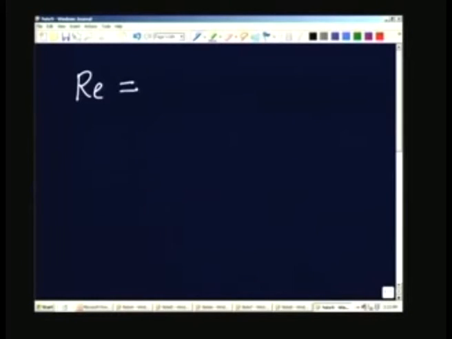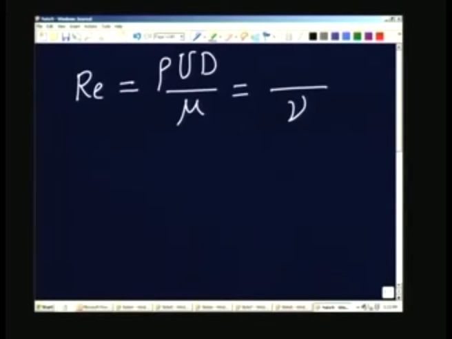So, let us look at the definitions of these two, so that we will be able to appreciate what is going on. The Reynolds number, which is named after the physicist Reynolds, is given by rho u d by mu. Of course, mu by rho is also given, the mu is the dynamic viscosity. If you take mu by rho, it is the kinematic viscosity, which is usually given by the symbol nu. So, this also becomes u d by nu.